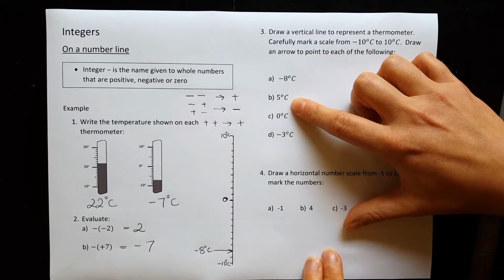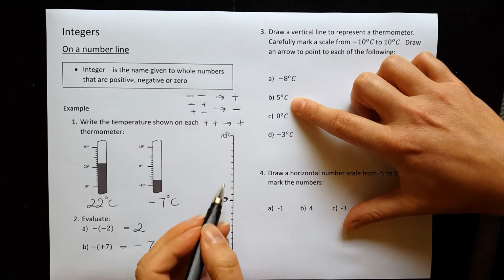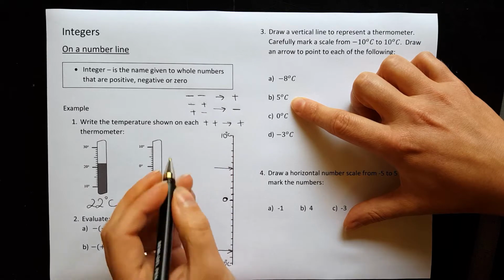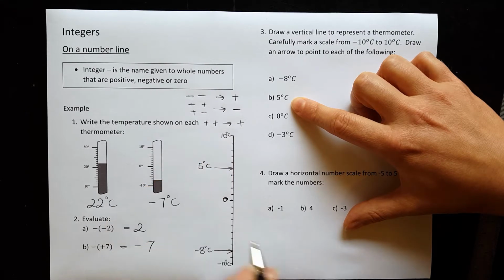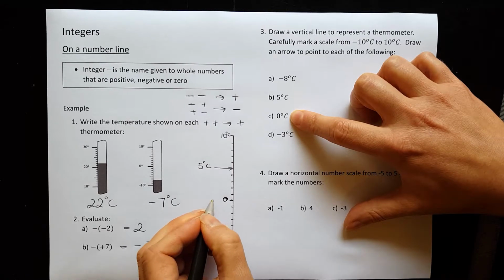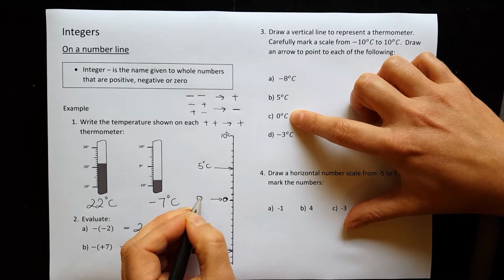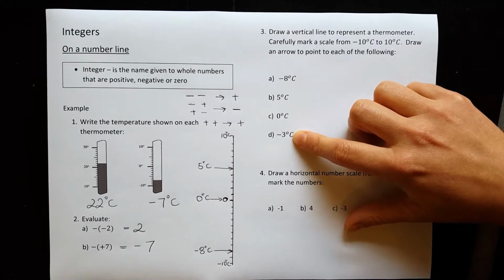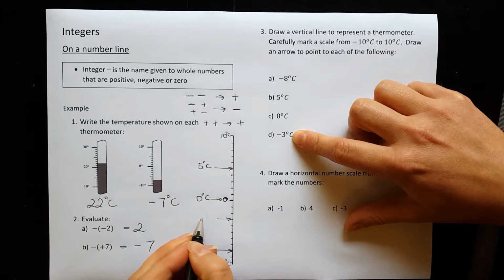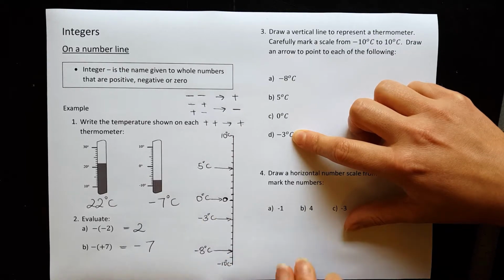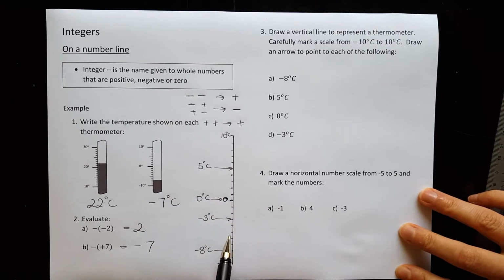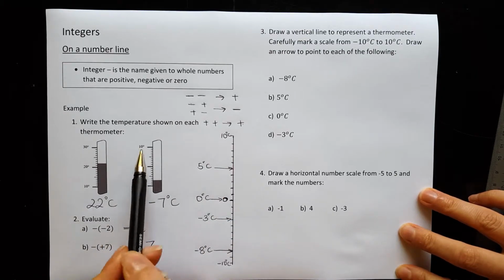Okay, for 5, that's a positive, so we're going to go up from 0. 1, 2, 3, 4, 5. 5 degrees Celsius. 0 is right here in the middle, so put an arrow in there, 0 degrees Celsius. Minus 3. 1, 2, 3, going down the negative direction, minus 3 degrees Celsius. So that's a vertical line to represent a thermometer. It's very similar to this thermometer here.